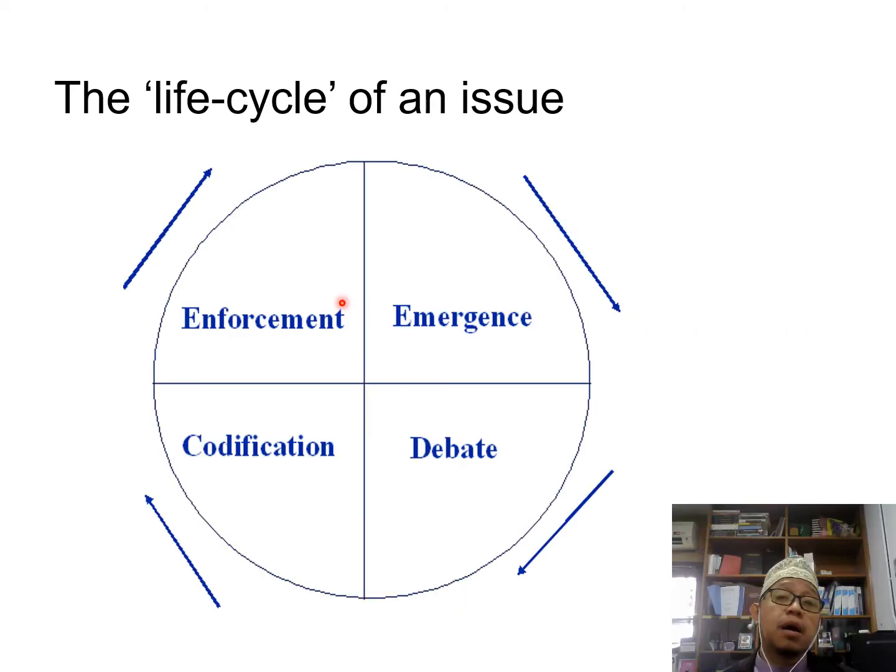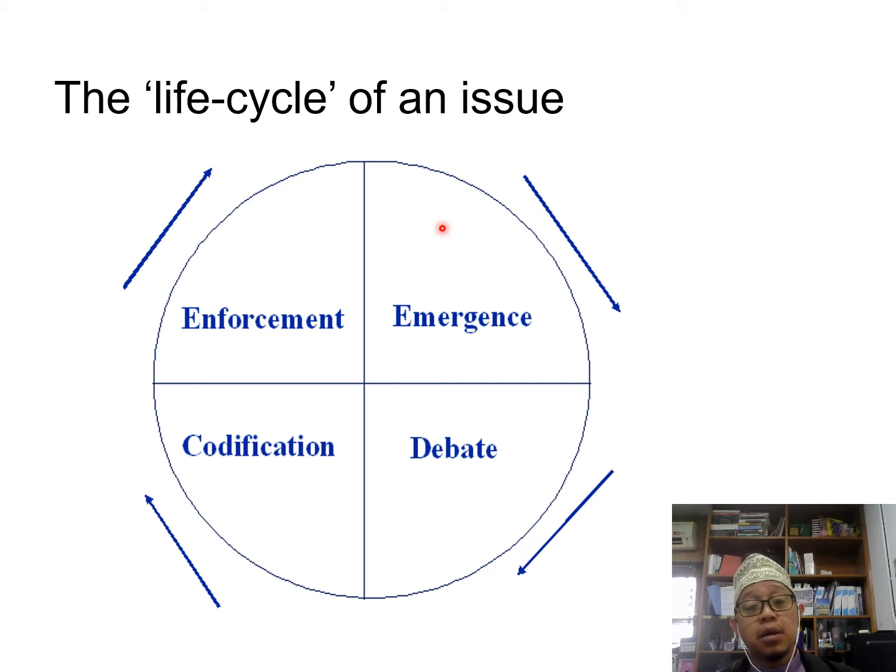Okay, this is the life cycle of an issue. So the first stage is emergence, when the issue emerges. For example, we talk about an environmental issue, such as the pollution from industry. So it will give an impact to the flora and fauna, to the ecological system. So it gives impact to the community and society, for example.